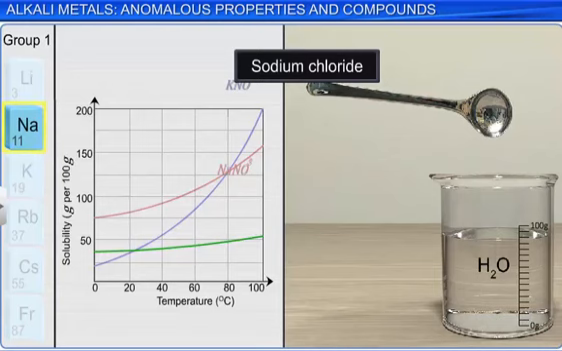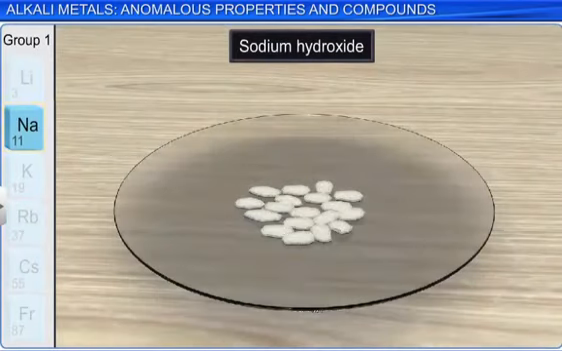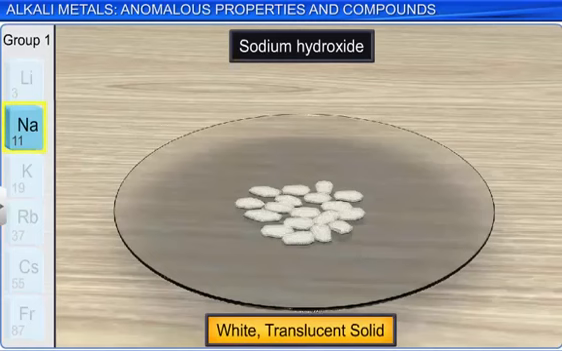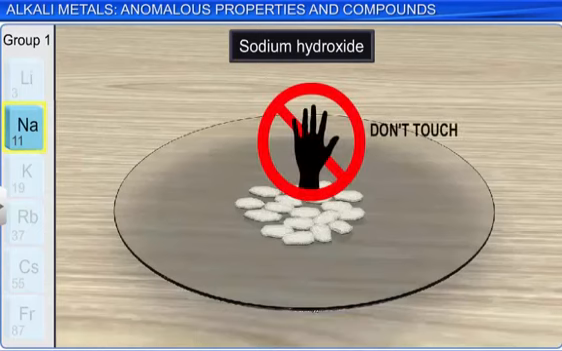Another important compound that contains sodium is sodium hydroxide. In its pure form, it is a white solid, often sold in pellet form, as shown in the photograph. It is very caustic, so don't touch it. Sodium hydroxide melts at 591 Kelvin.